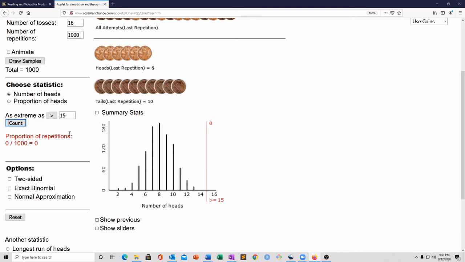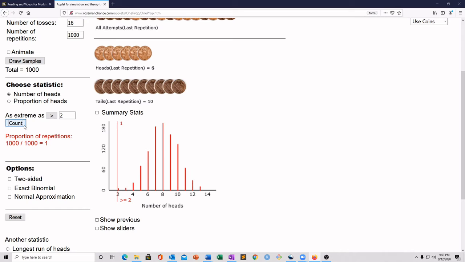There you go. If, on the other hand, just to play around, we were like, well, what about 2? Plug 2 in, hit count. But what did we do wrong? If we're looking at 2, that means we're probably looking at evidence of less than. So we have to click this button, and it becomes less than. 6 out of 1,000, that's our p-value.